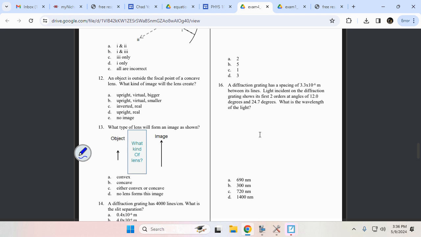Yeah, so the first angle was for m equal 1, and the second angle was for m equal 2, for those first two orders. And I wanted to know here, what was I looking for? Yeah, just the wavelength of the light. So I have d is equal to 3.3 times 10 to the minus 6 meters. M is equal to 1 for an angle equal to 12, or M is equal to 2 for an angle equal to 24.7. You could use either of those angles. Let's just choose these two. Doesn't matter which one. You get the same answer either way.